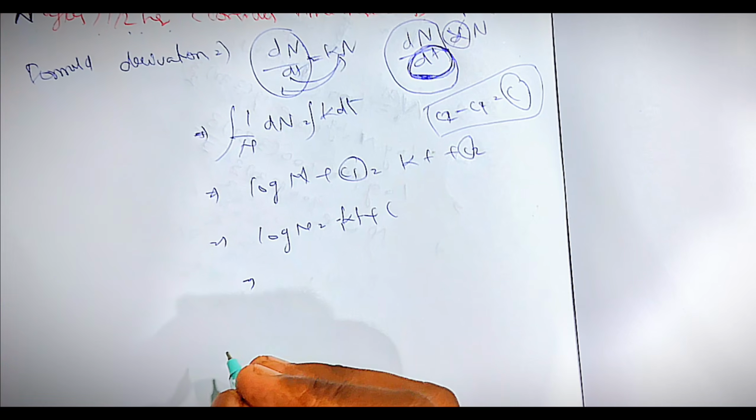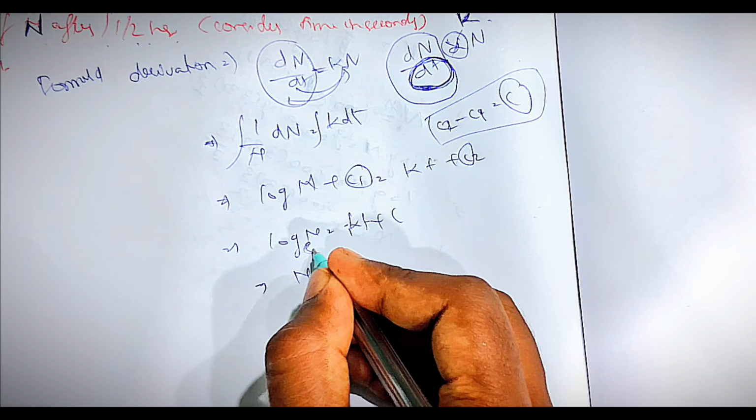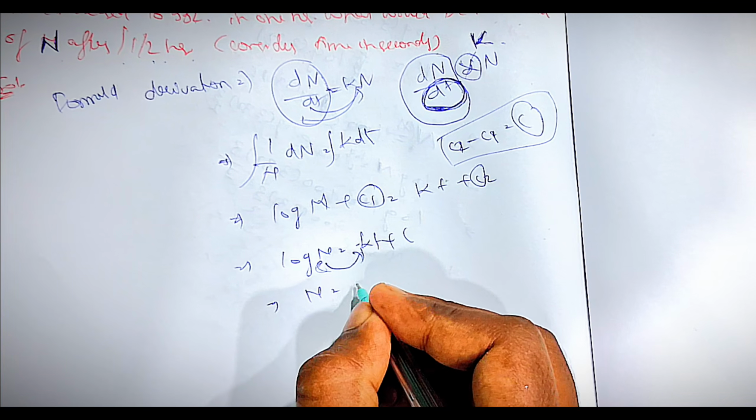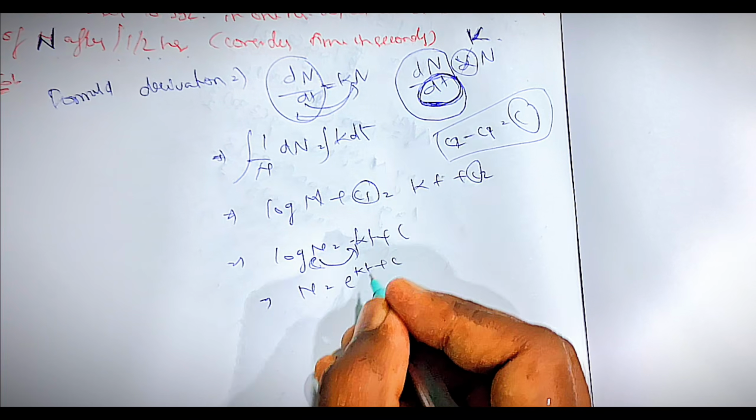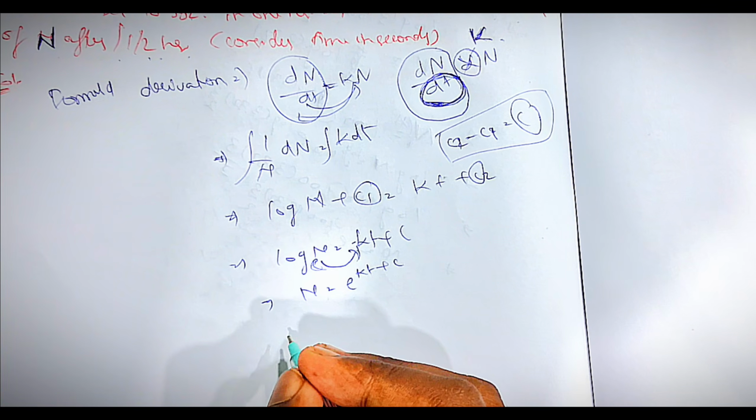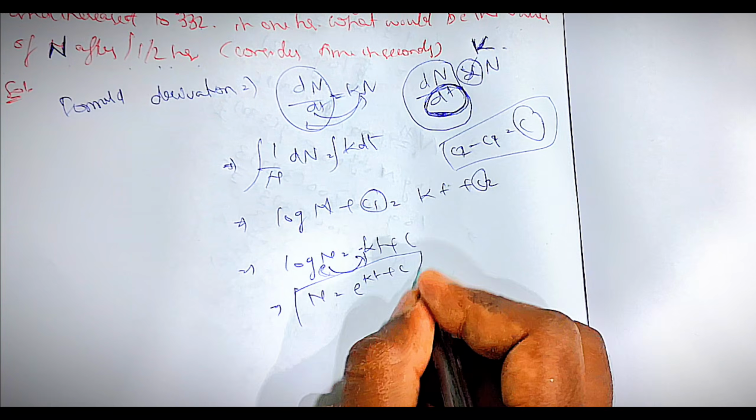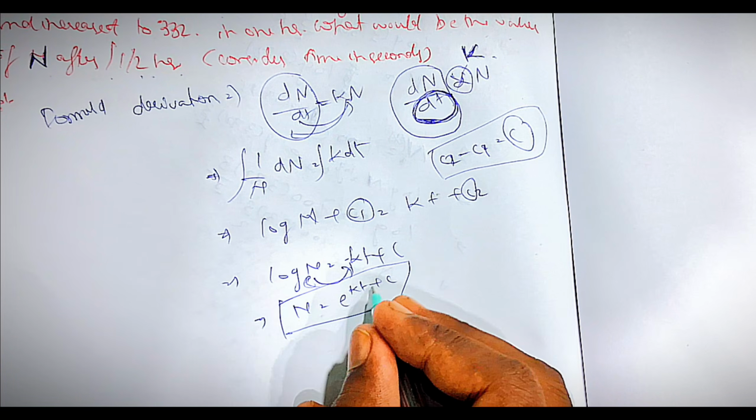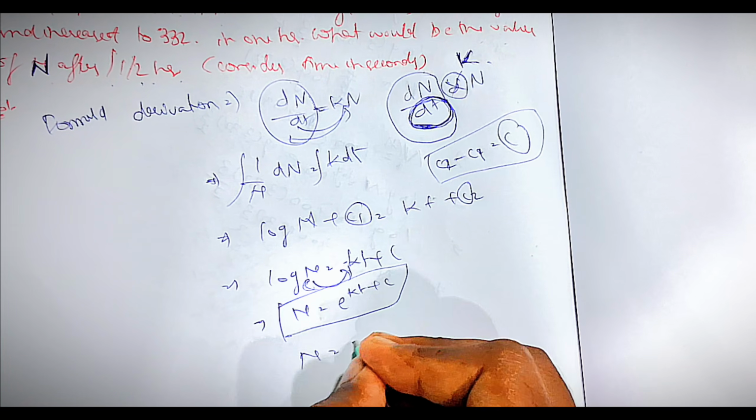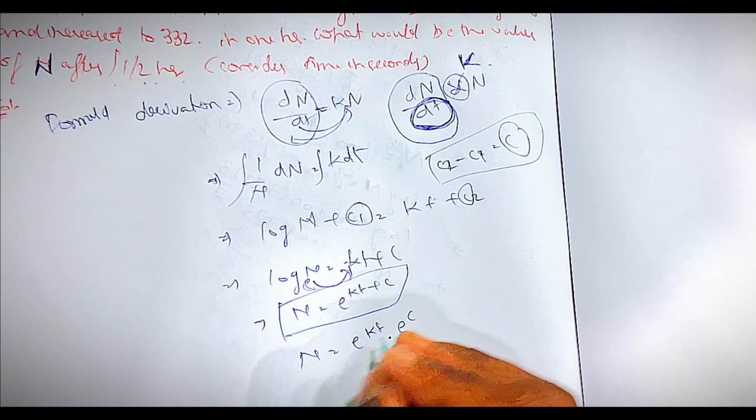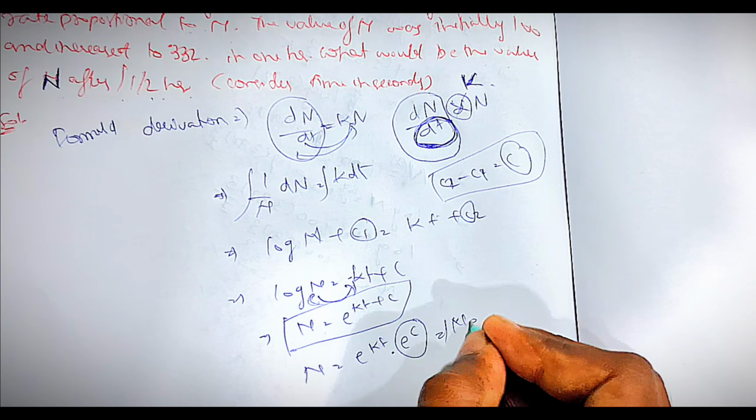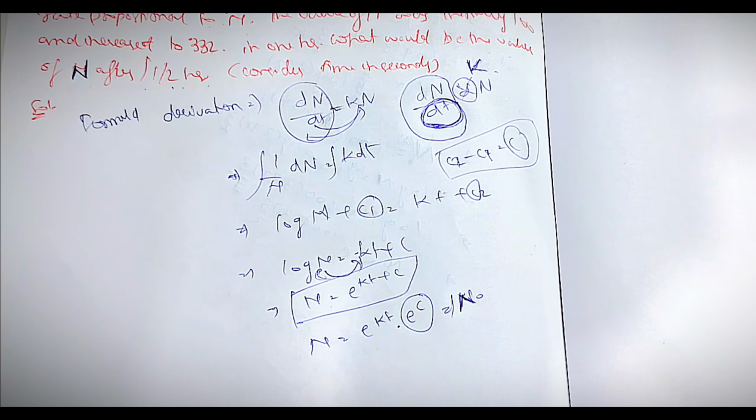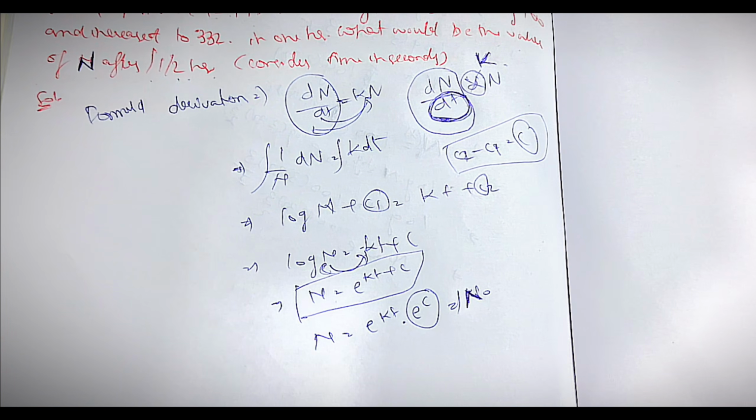So here log n is to the base e. The e will be sent to the other side, and log will become exponential. So n equal to e power kt plus c. Before that we should apply the exponential to both sides. So n equal to e power kt into e power c. So e power c will be taken as n naught, because e power some constant is a constant, n naught.